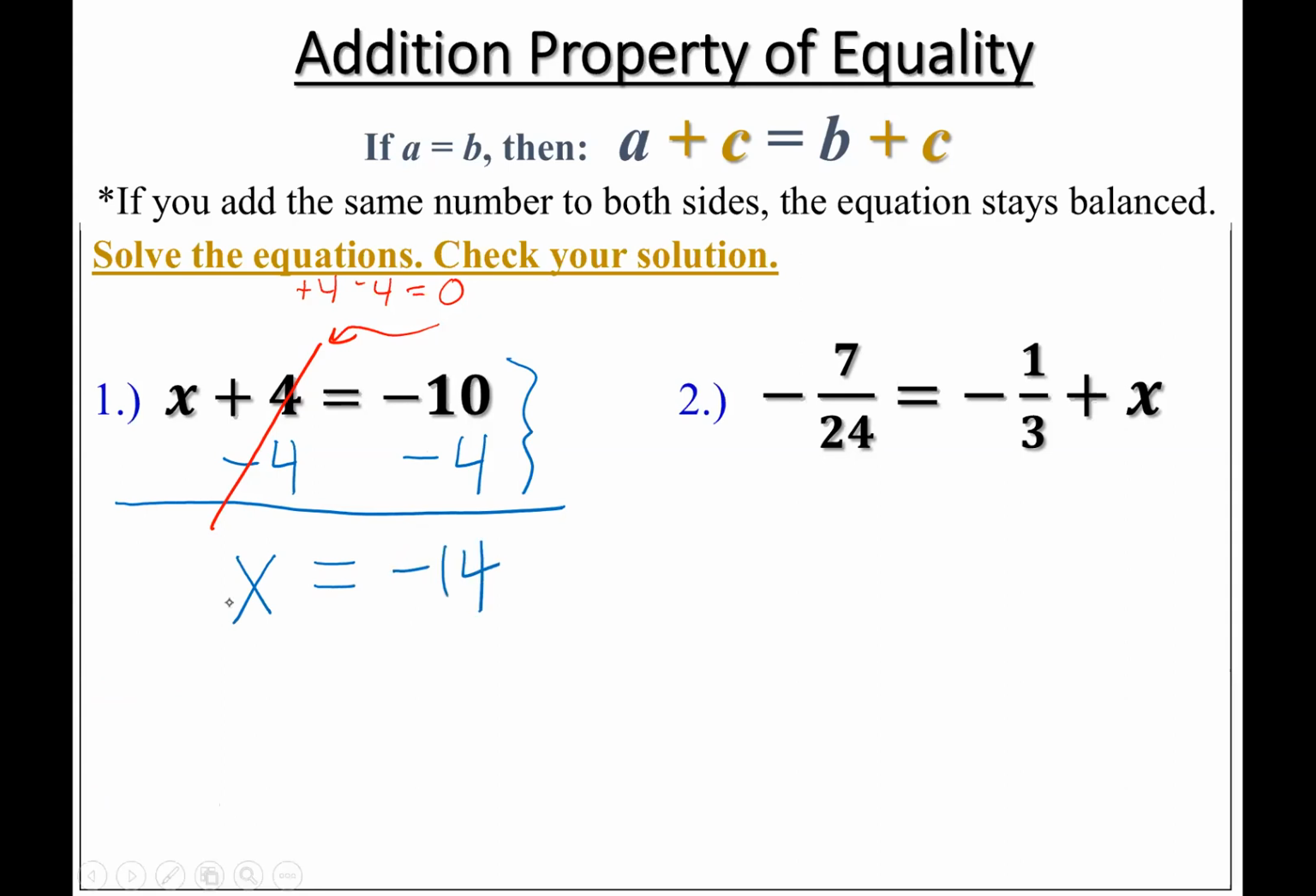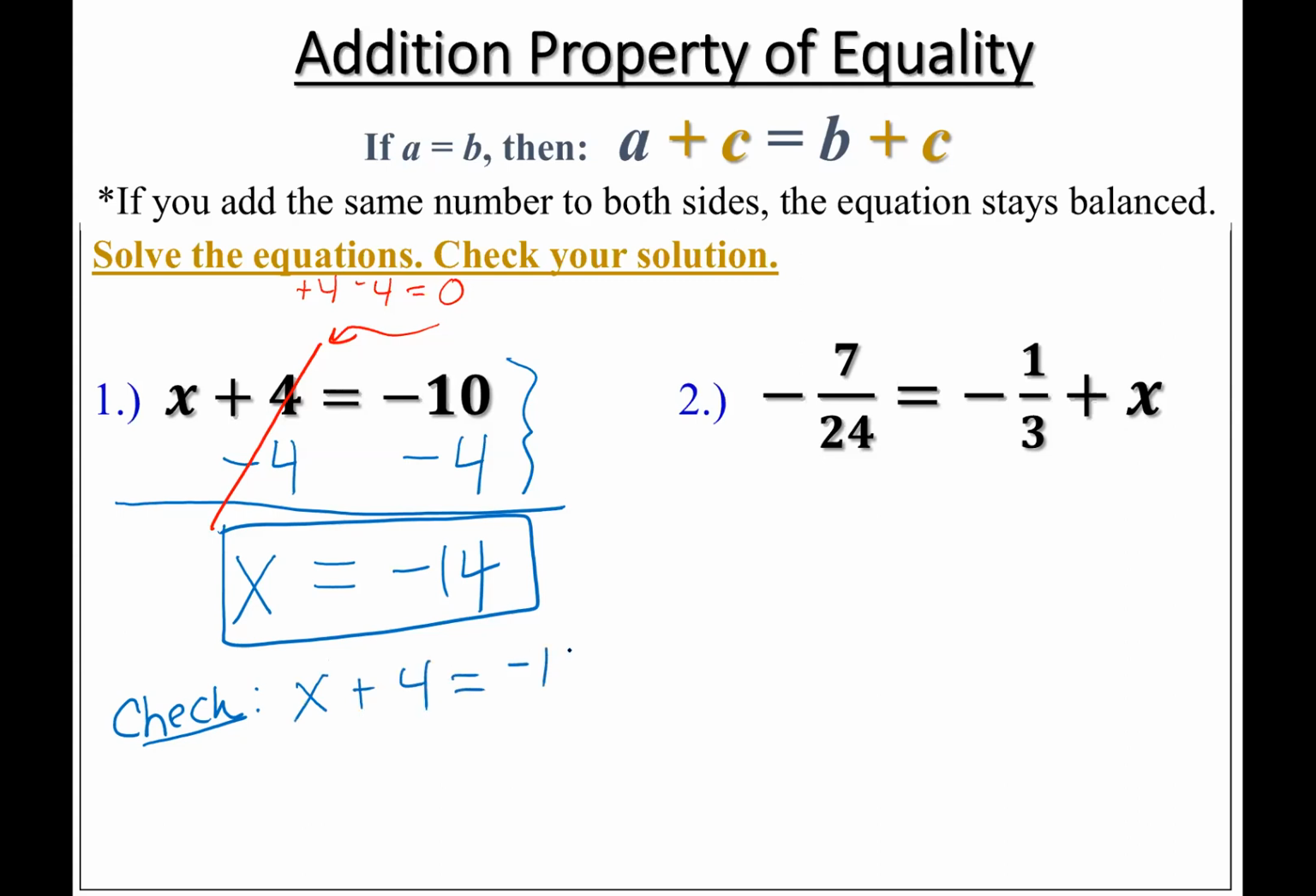So I'm getting x equals negative 14. This is our answer. This is a solution. Now to check it, I'm going to do that plugging in that we saw earlier. Okay, so I'm going to write down the original equation, x plus 4 equals negative 10, but we're going to replace the x with negative 14.